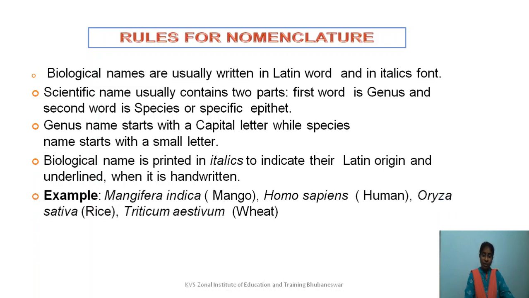For example, you can see Mangifera indica, that is mango, Homo sapiens, that is human, Oryza sativa, that is rice, and Triticum aestivum, that is wheat. So for mango, Mangifera is the genus and indica is the species. Same with Homo: Homo is the genus and sapiens is the species. In this way you can identify that the capital letter represents the genus and the small letter represents the species.